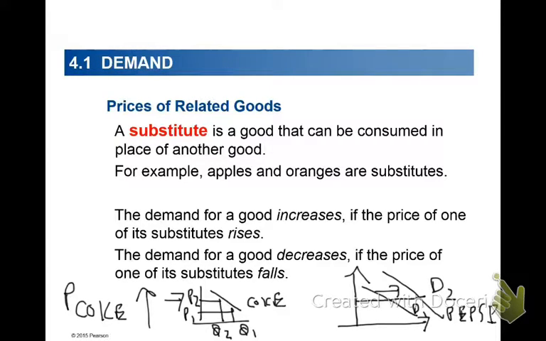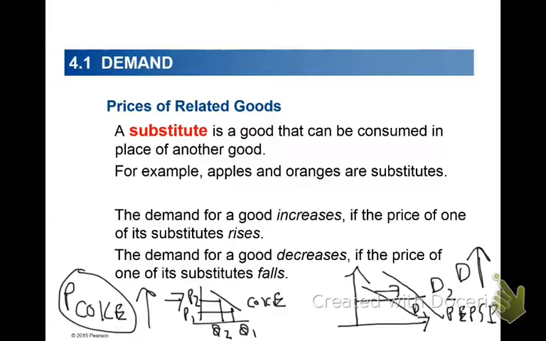Why is that? When the price of Coke increased from P1 to P2, people are buying less Coke, which means that some people are desperately in need of buying a soft drink, and they find Pepsi to be a cheaper alternative or substitute, and they buy more Pepsi. So an increase in the price of Coke leads to an increase in demand for Pepsi.